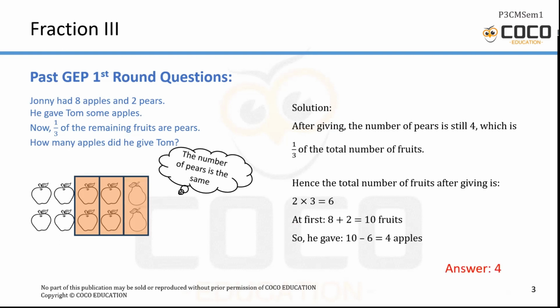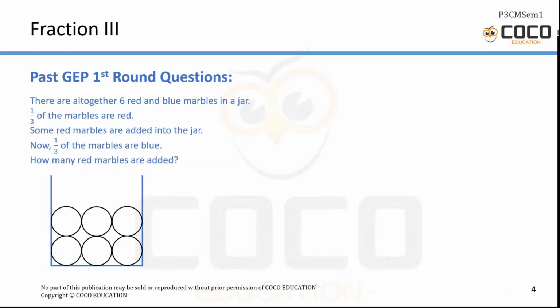Okay, so let's move on to the last type of this one. Please try again. This one is slightly harder, but the idea is the same again. The question says there are altogether 6 red and blue marbles in a jar. 1/3 of the marbles are red. So this has never changed yet, correct? This is 1/3 of the 6 blue and red. From this number, we can actually find out how many blue and how many red, isn't it?